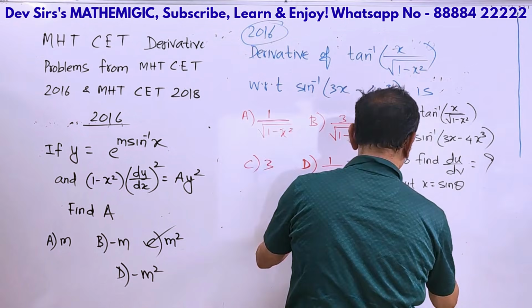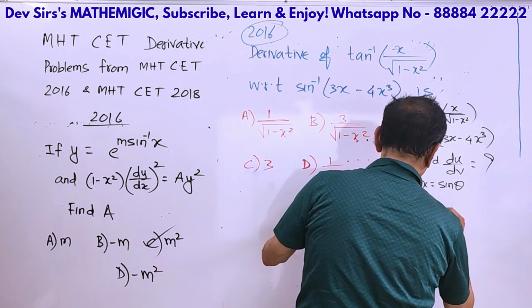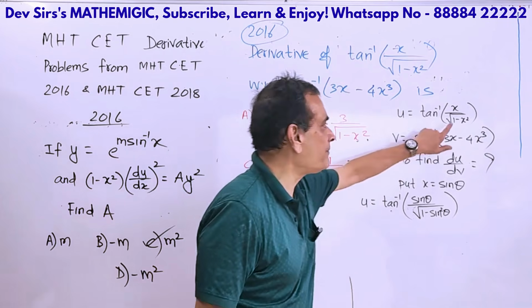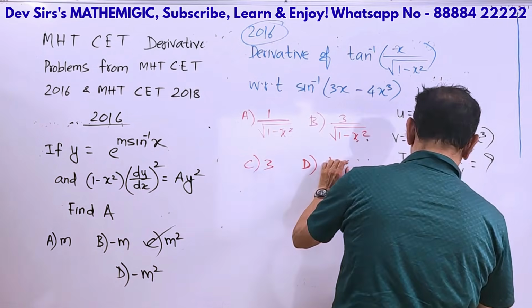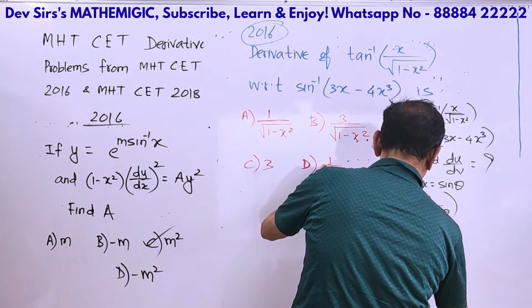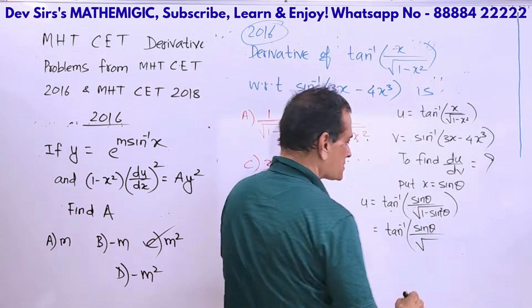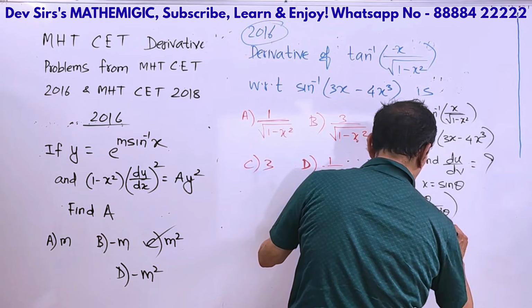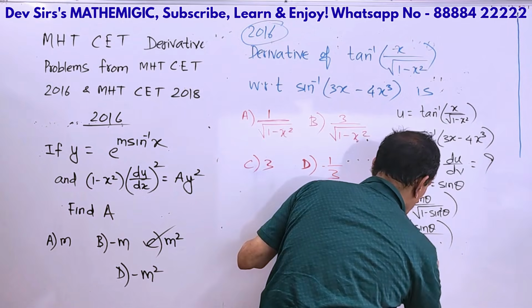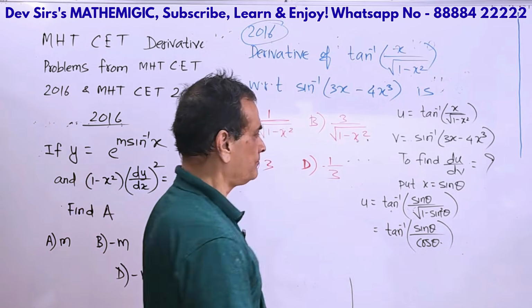Tan inverse of sin theta upon root of 1 minus sin squared theta. Wherever there is x, put sin theta. 1 minus sin squared is cos squared theta. Root of cos squared theta. Root of cos squared theta is cos theta. Sin theta upon cos theta is tan theta.